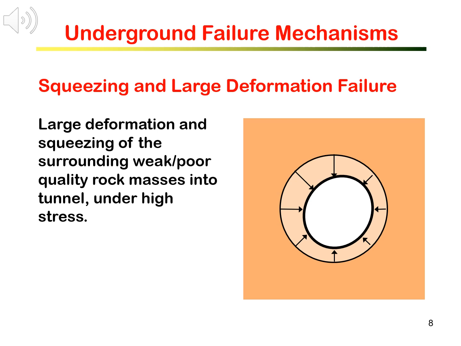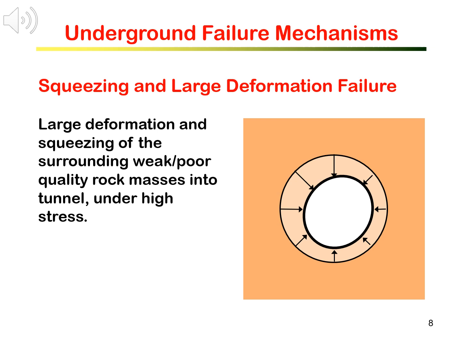Another common failure form is shown by large deformation and convergence of the excavated opening. We use the term squeezing, as the surrounding rock is squeezed into the tunnel, often damaging the support and causing excessive convergence. This type of failure usually occurs in weak or poor quality rock masses under relatively high stresses.